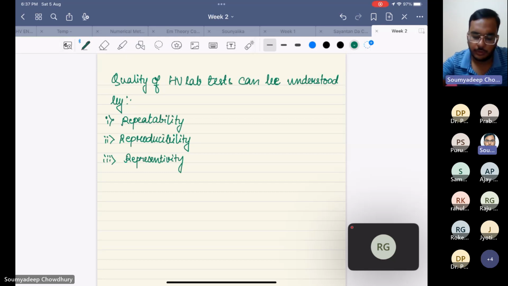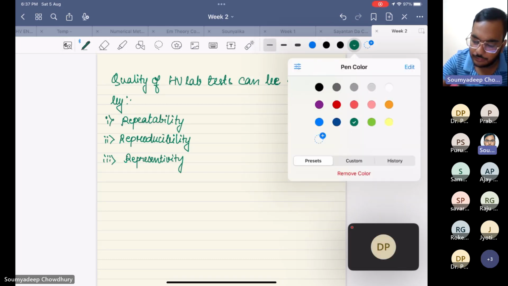Okay, so I was talking about how the quality of this HV lab test can be understood or assessed. There are 3 R's basically: repeatability, reproducibility, and representativity. You need to understand each one. So what is repeatability? Anyone, any idea what is repeatability?